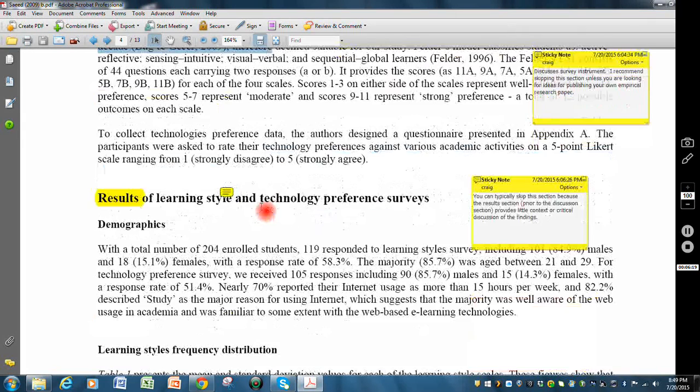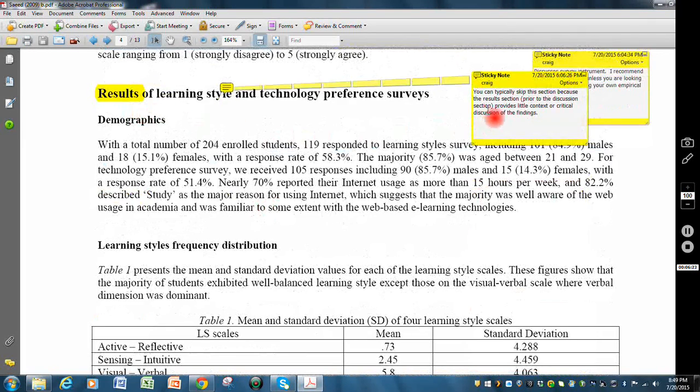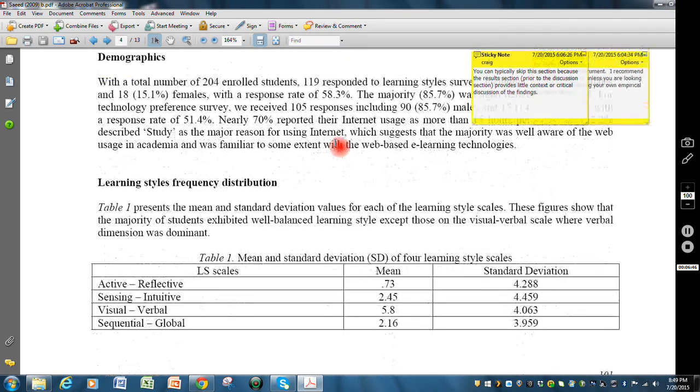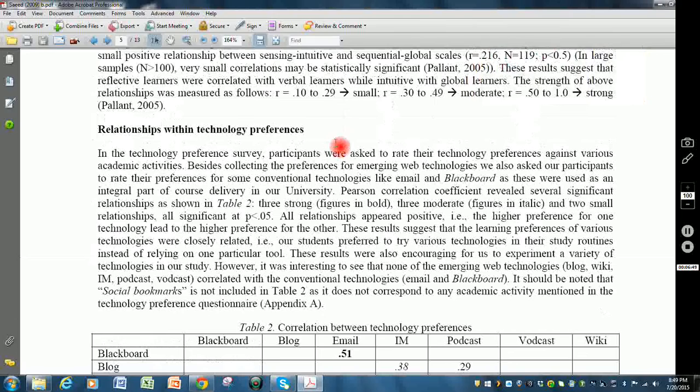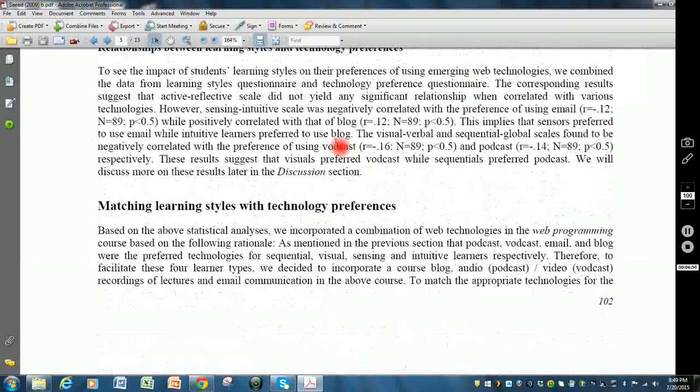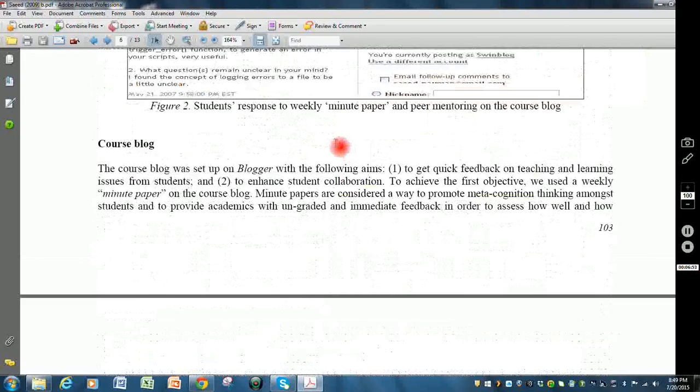Okay. Next, you see the results section. Now, again, the results section, you can typically skip this section because the results section prior to the discussion section usually provides little context or critical discussion of the findings. So they'll literally just list the results without any critical discussion or context. So again, I would tend to skip this section as well. And as we keep scrolling down here, this is the results.